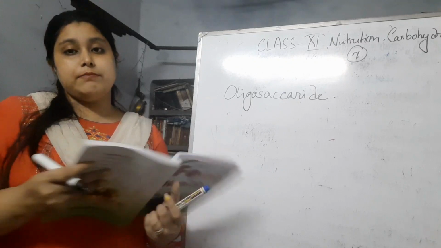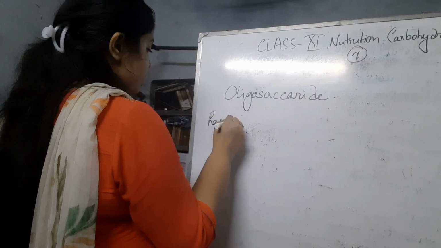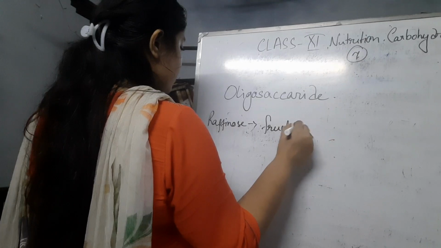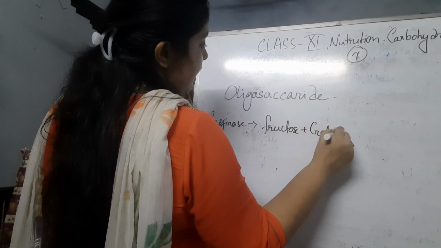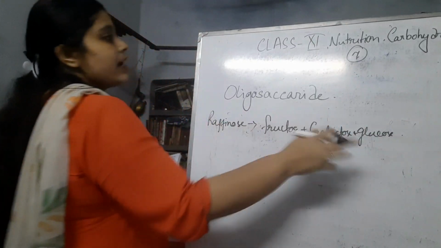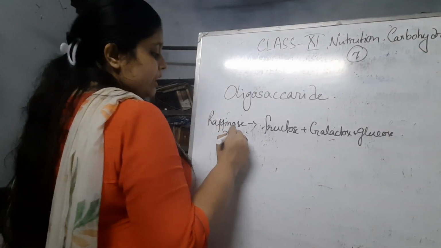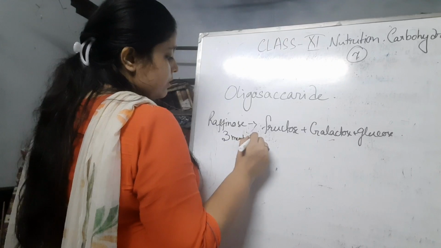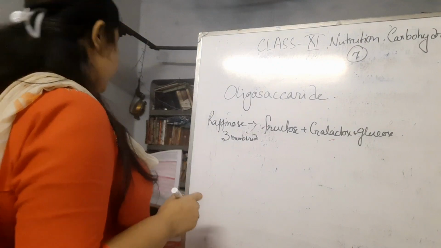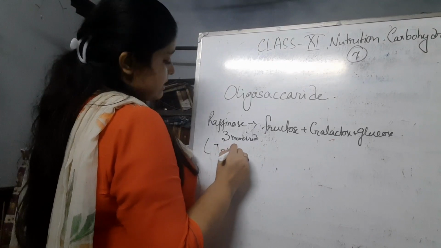So some common examples, let's learn. First is raffinose. For the raffinose structure, fructose, galactose and glucose. See, three types of monosaccharides are attached together, and raffinose is actually three-membered. That means three sugar units are attached together. That is why it is called an oligosaccharide. It is also called a trisaccharide.